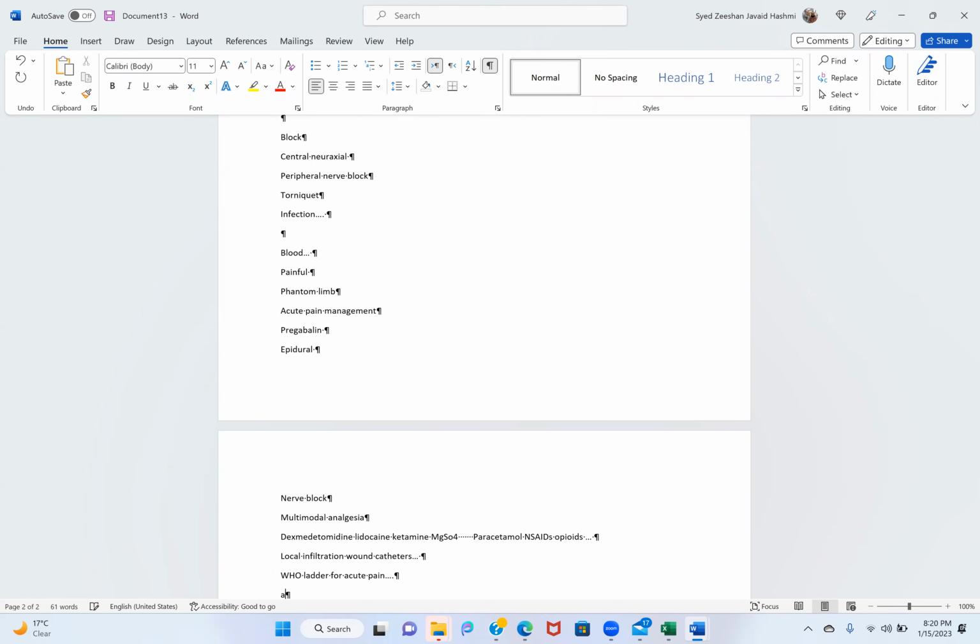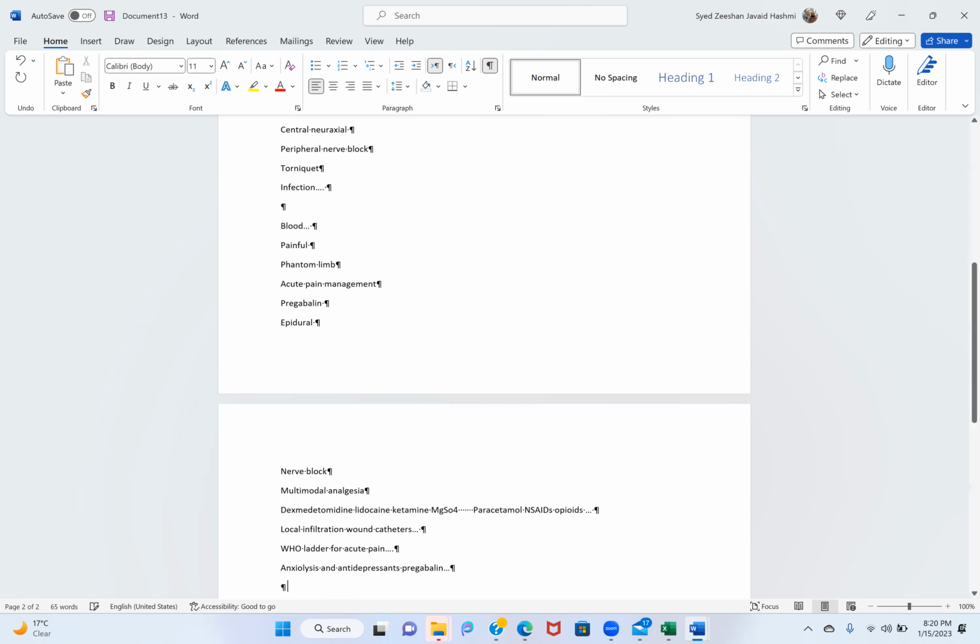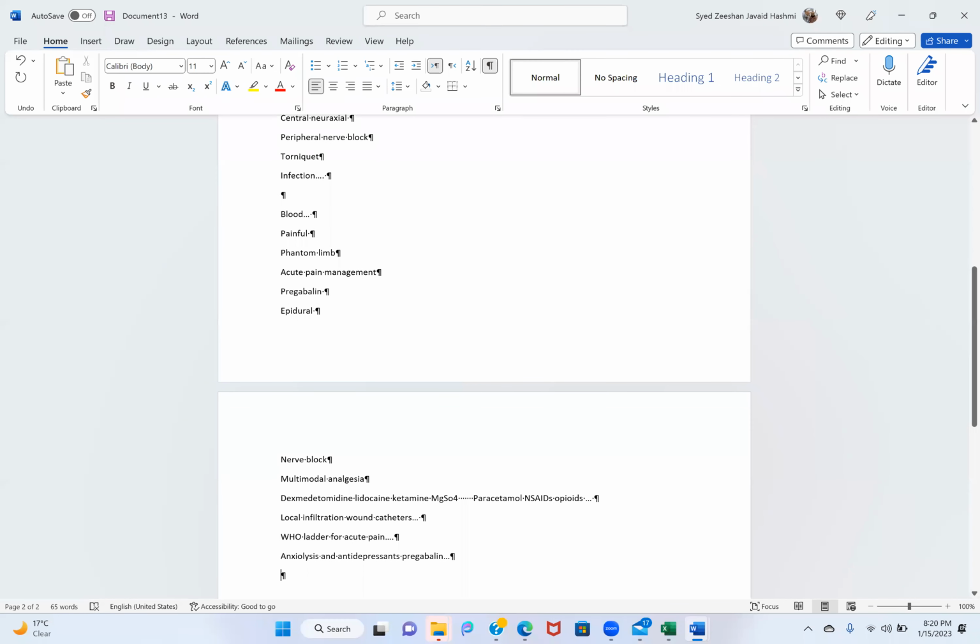Okay. And anxiolysis, and as I told you, the roles of antidepressants and anti-epileptics like pregabalin and gabapentin. There are some factors which are related to the performance of amputation, but there are a number of factors which are with reference to the technique which they are using and how you are managing that patient overall.